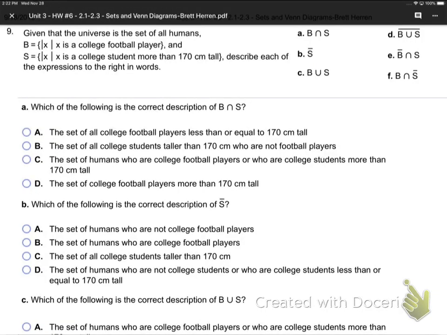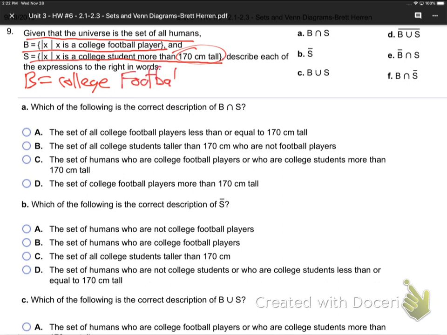So here we go. Given that the universe is the set of all humans, B is the set of all college football players, S is basically tall college students. Is that making sense? Let me make those words simpler. B is college football players, and S is college tall people, more than 170 centimeters tall, whatever. I don't have any feel for what that is. It's probably tall people. So, are we good there?